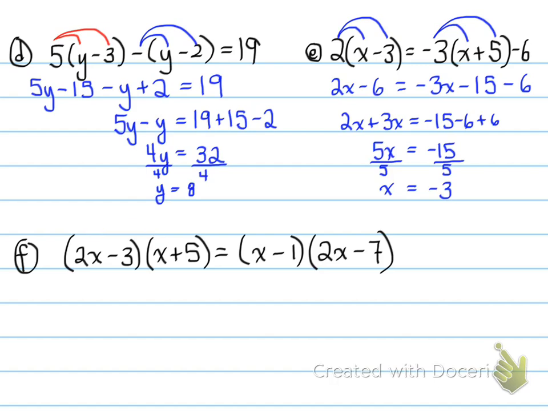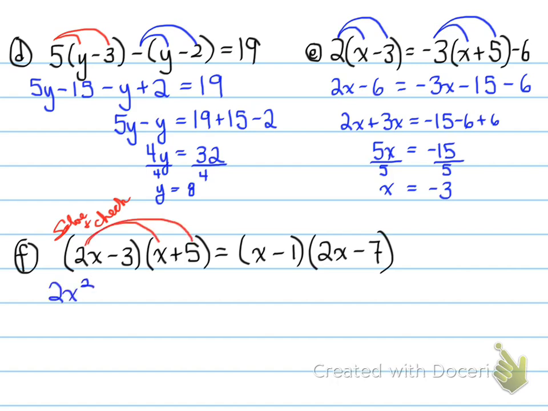Okay, the last one. What we're going to do with this last one is we're actually going to solve and check this last one, just so that you have some experience with solving and checking your answer. I've talked a lot about it, but we haven't done a formal check. So we're going to do a solve and check in this last example. So here what we have is 2x minus 3 times x plus 5 is equal to x minus 1 times 2x minus 7. Let's expand this out.